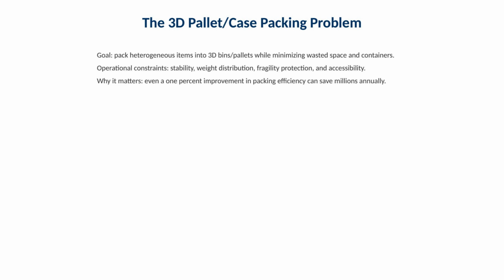In real distribution operations, packing quality directly changes transportation cost, container count, and warehouse throughput. Even a 1% improvement can scale to very large annual savings when you ship thousands of orders per day.